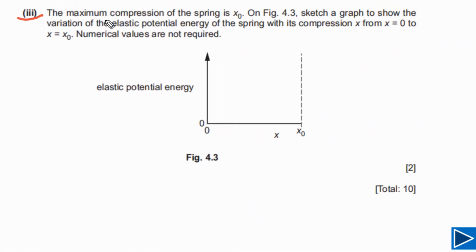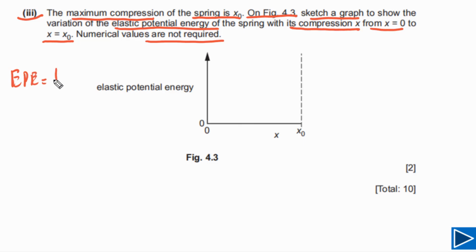For the last part, it is given to us that the maximum compression of the spring is x naught. On figure 4.3, we need to sketch a graph to show the variation of the elastic potential energy of the spring with its compression x, from x equal to 0 to x equal to x naught. Numerical values are not required. So first thing we need to understand: elastic potential energy is equal to 1/2 kx squared.